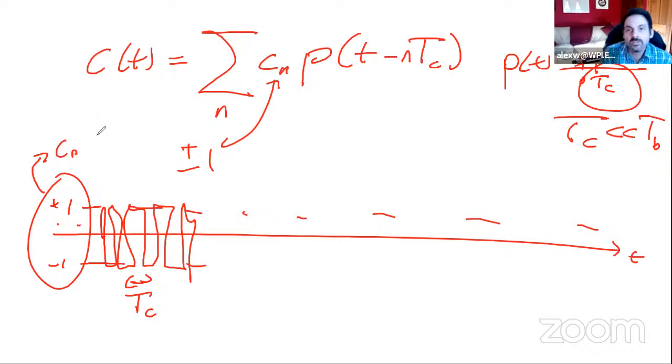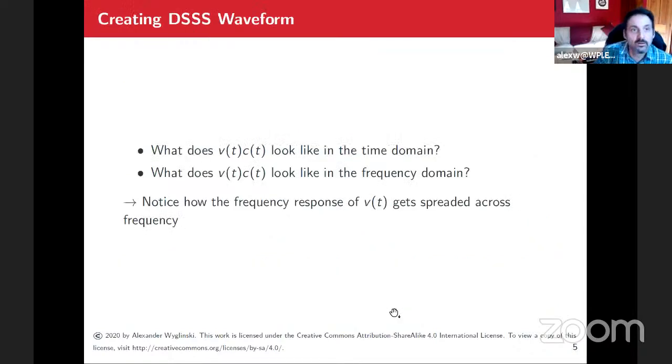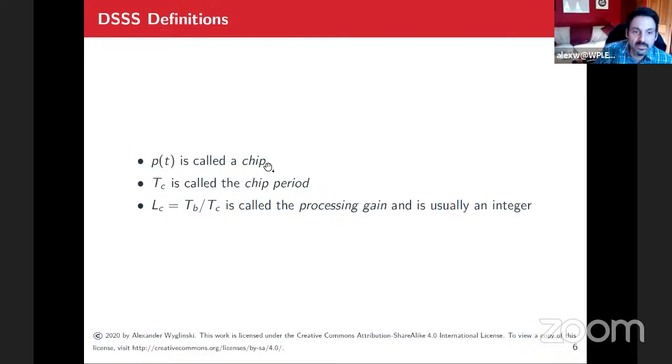So the way this works is this. Here's passband. Proakis and Salehi show what this looks like at passband, but this is exactly what happens. Take that, multiply together, modulate to a carrier frequency. I already showed what this looks like in time and frequency domain. But this chip period.